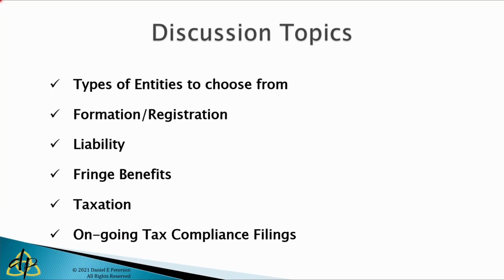business. All right, so today we're going to talk about the different kinds of entities that exist. We're going to talk about how you form those entities, register those entities. We'll talk about some of the liability concepts related to those entities, what kind of fringe benefits you can offer within those entities, how those entities are taxed, how that information is going to flow through to your tax return and the implications related to that. And then we'll also talk about some of the ongoing compliance filing requirements that you're going to be subjected to as you start your new entity.